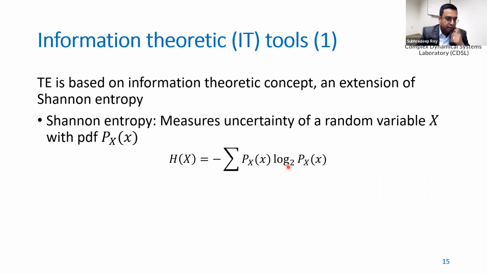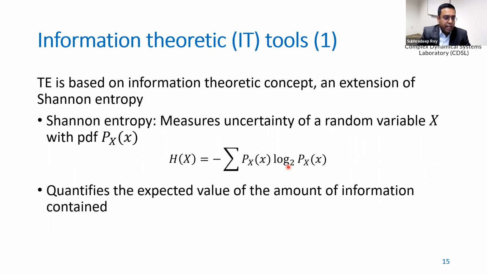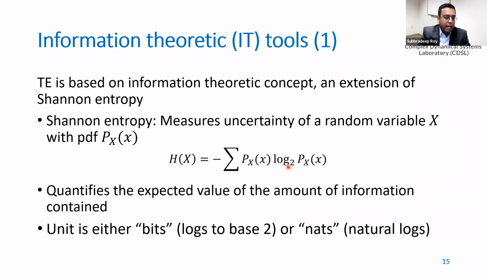To give you an example, I'm currently in Florida. If I come to know, or see in the weather prediction, that there is going to be snow tomorrow, that would be a very surprising event. And that event will have a lot of information associated with it. So Shannon entropy quantifies the expected value of the amount of information contained in a random variable. And it has a unit. It could be bits if you're using log base 2, or natural units, nats, if you're using log base e.